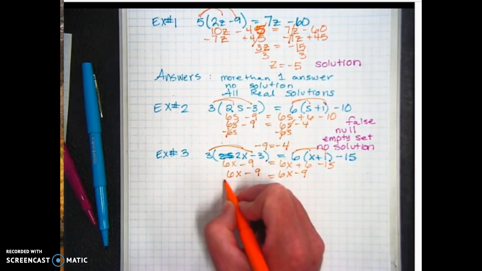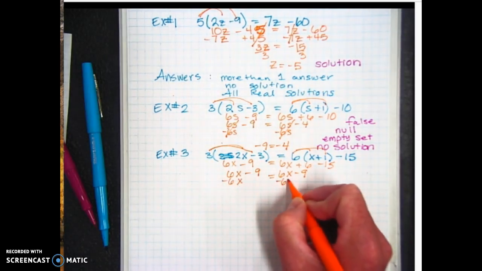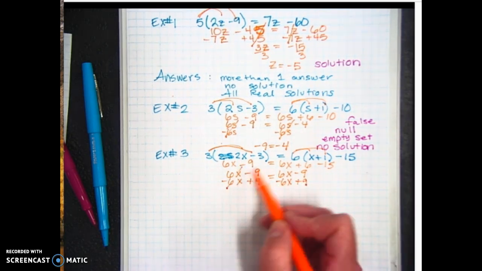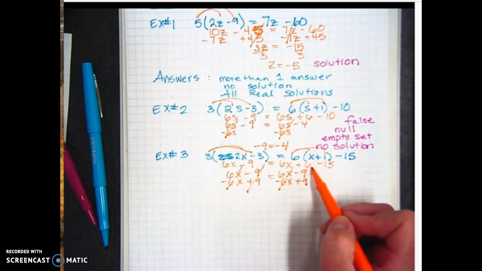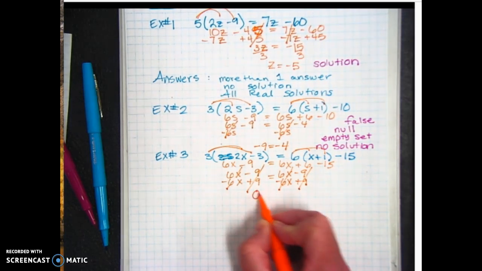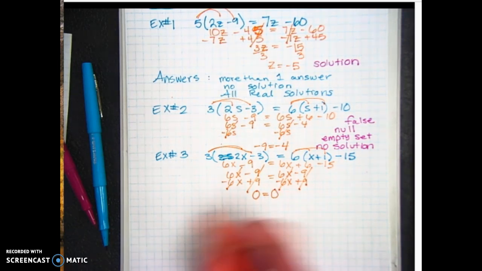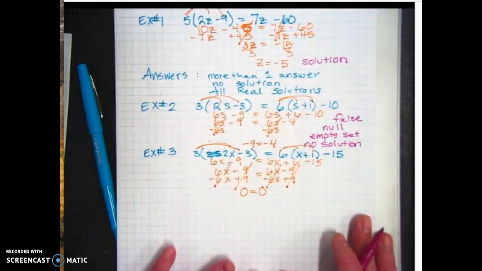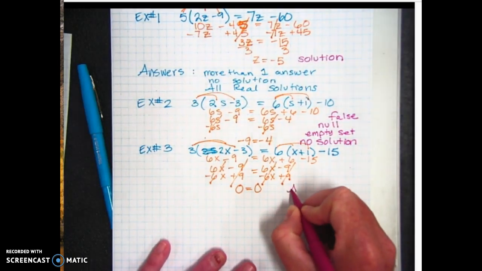So if we subtract 6x from both sides, and we add 9 to both sides, these are opposite, these are opposite, these are opposite, these are opposite. Are we left with anything? We are left with 0 equals 0. This is one of those weird ones. So kind of look at it and go, did I do it right? Yeah, I did it right. Because it's going to feel awkward. You're going to be like, I totally messed this up. But you didn't. The answer is actually all real solutions.